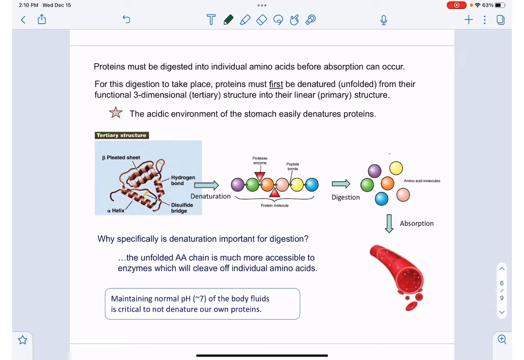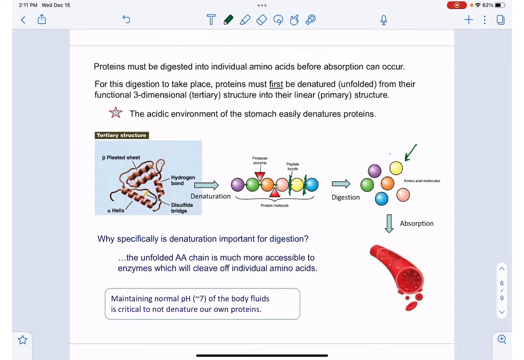So let's take a moment to talk about protein digestion. And when I'm talking about protein digestion, I'm talking about breaking the covalent bonds that link amino acids together within that protein chain. Because eventually what we want to do is break all of these individual bonds, and so proteins are broken down into individual amino acids.